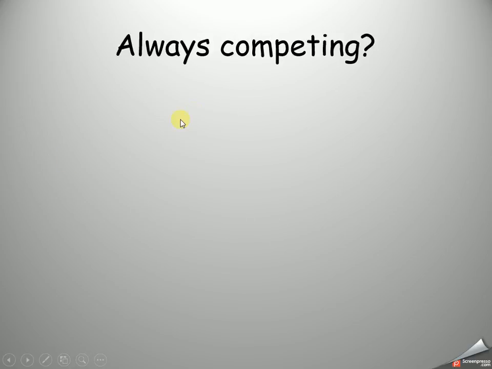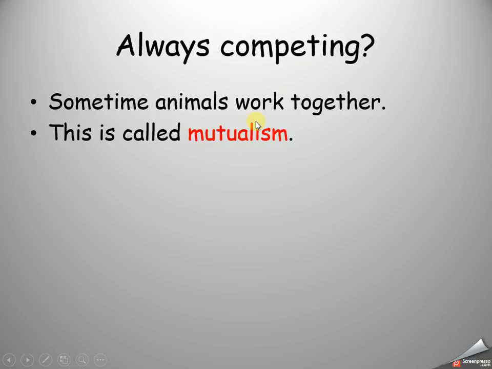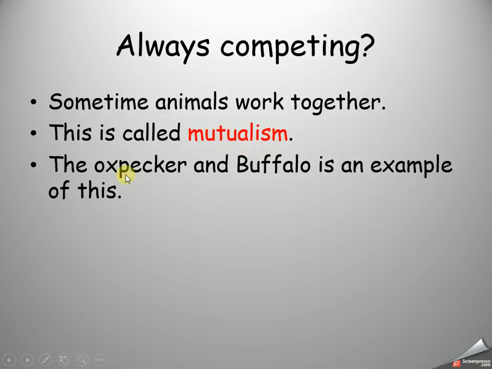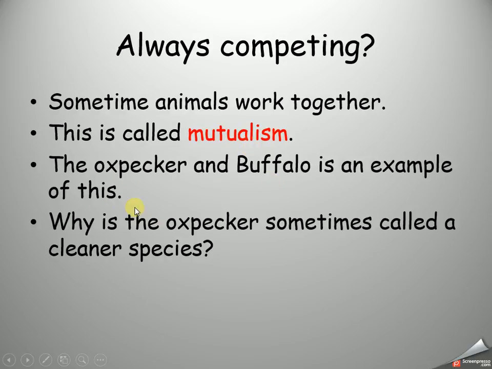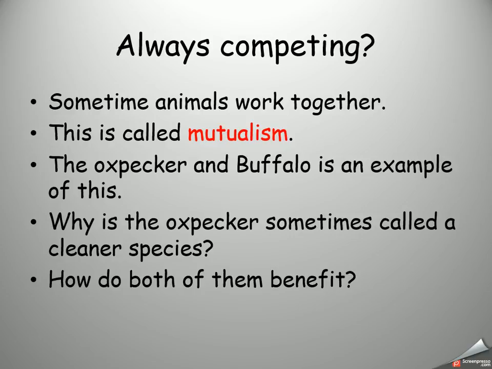Yeah. Always competing? No. Sometimes animals work together, and this is called mutualism. So the oxpecker and the buffalo is an example of this. I showed you guys the video and how the oxpecker was eating away at all the bogies of the buffalo, and it's known as a cleaner species, yeah, because it cleans the other organism. It's not in the buffalo's interest to eat the oxpecker, because the oxpecker is busy cleaning it. Okay, so that is a benefit to him. Oxpecker gets food, buffalo gets clean.